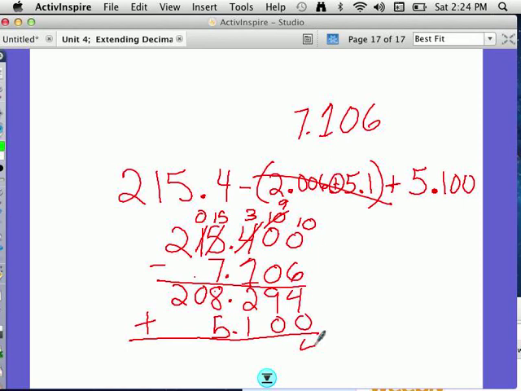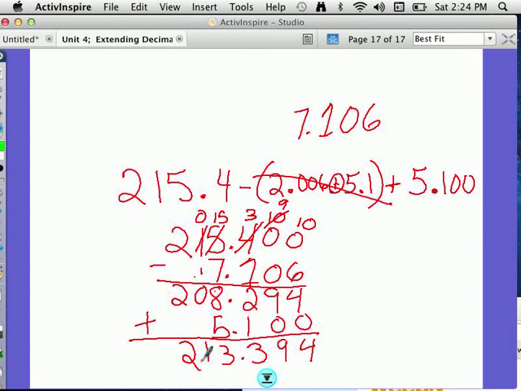4 plus 0 equals 4, 9 plus 0 equals 9, 2 plus 1 equals 3, 8 plus 5 equals what, Ms. Holland? 13. 13. I knew she knew it. And then I had to carry over a 1. 1 plus 0 equals 1, and then 2 gets brought down. So our answer is 213 and 394 thousandths.